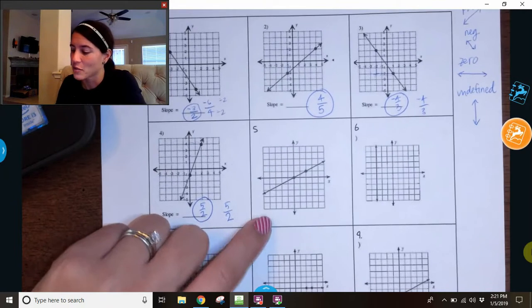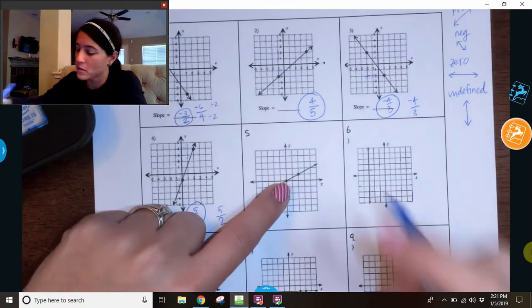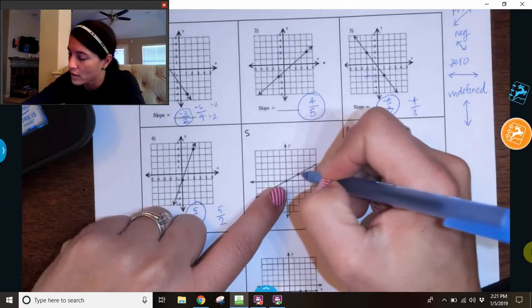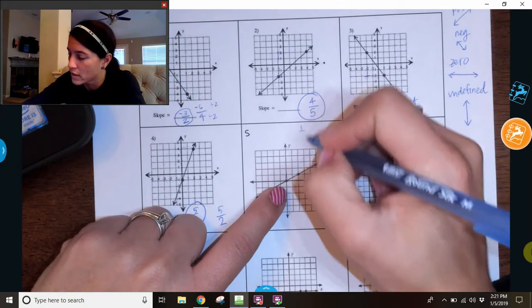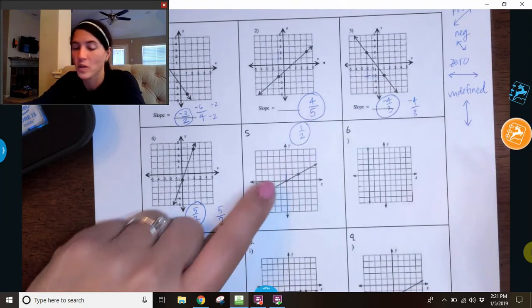All right, so this is number 5. Okay, so number 5, we're going to count up. So it went up 1 and over 2. So my slope is 1/2.